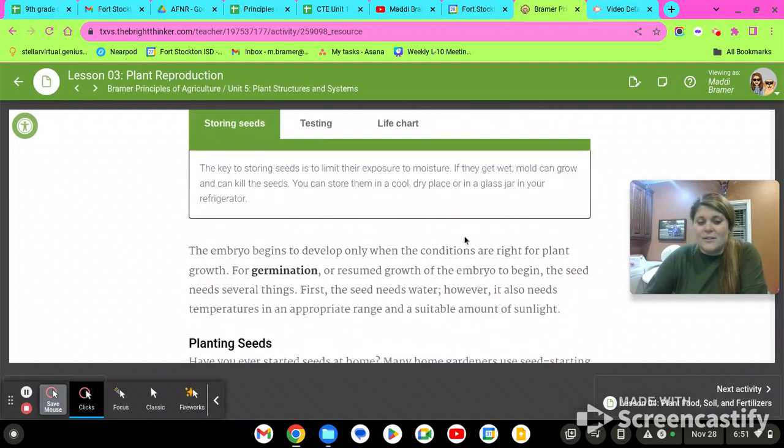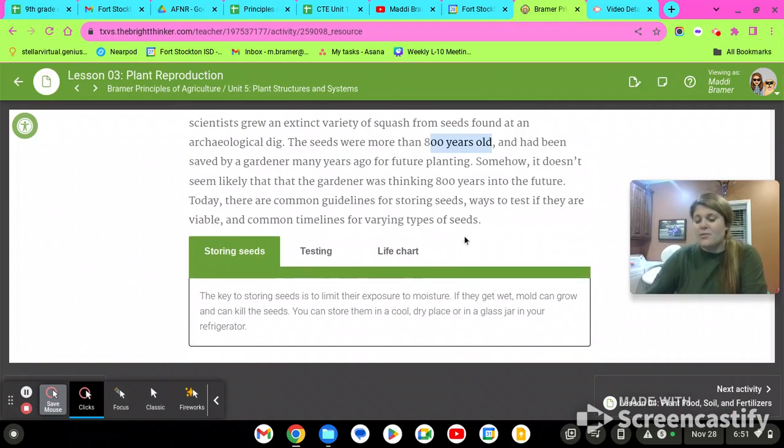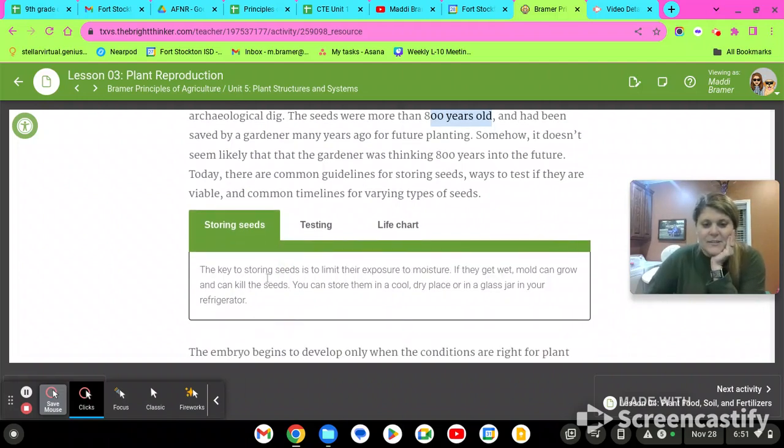So it's really awesome. And today, all over the world, there are seed banks. And these are, in case something happens to the world and we need to start over, we've got every kind of seed known to man there for storage. A lot of them are underground to start back up a society. So kind of scary, kind of cool to think about. So it says the key to storing seeds is to limit their exposure to moisture.